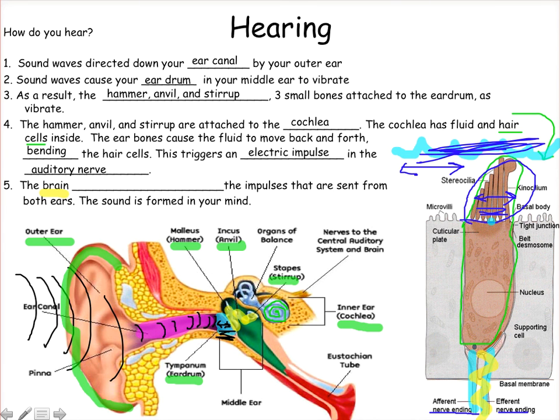Now, just like with vision, the brain is also the area where sounds are formed. Your brain will need to collect electric impulses from both ears. And with those impulses, your brain can coordinate and interpret the disturbances of the air outside. And from that, the sound is formed in your mind.